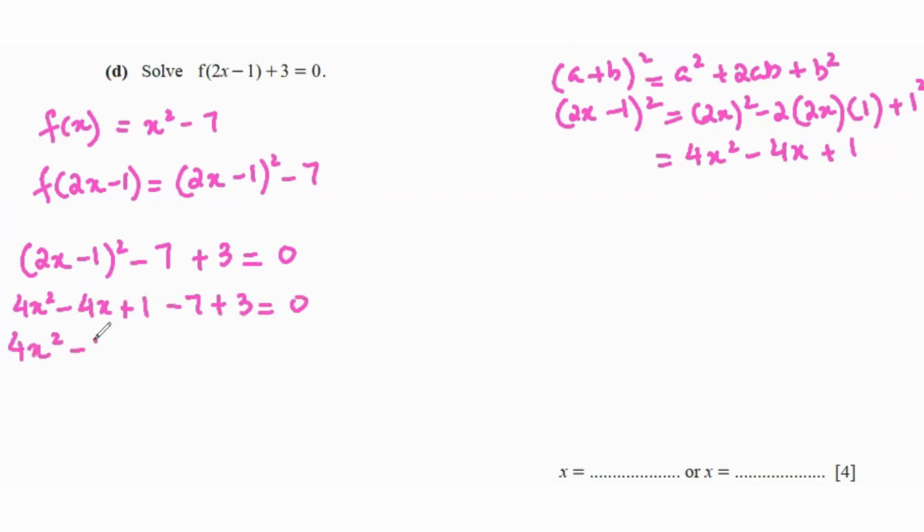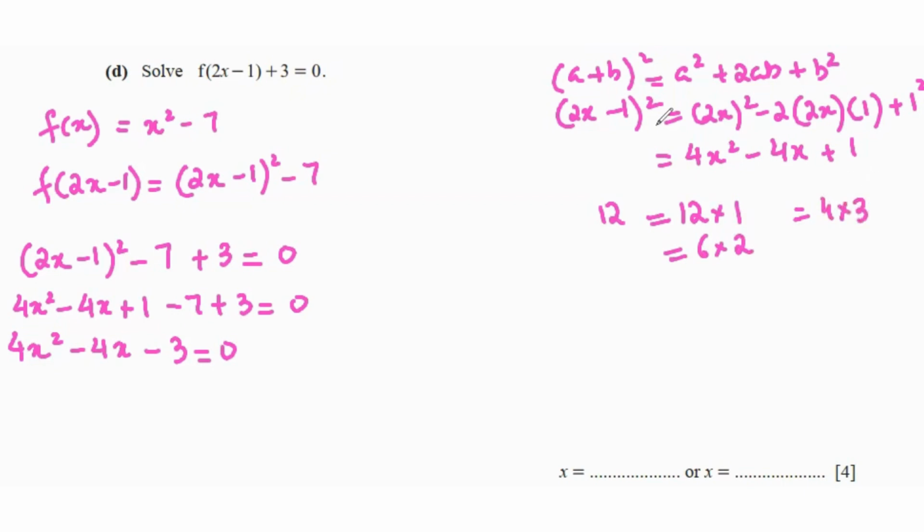Combine the like terms. So 1 minus 7 plus 3 is going to be negative 3. Now we factorize this quadratic equation. You multiply 4 with 3, which gives us 12. Then you find factors of 12. So factors of 12 are 12 times 1, 6 times 2, and 4 times 3.